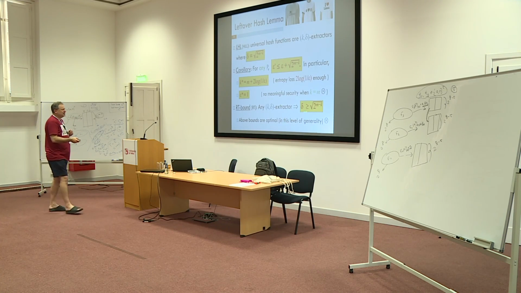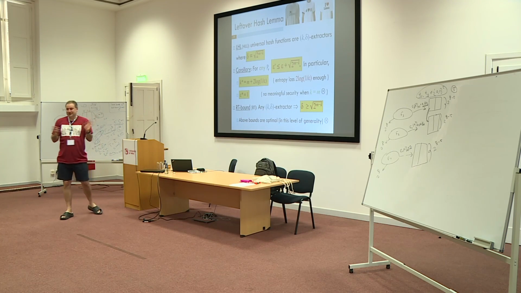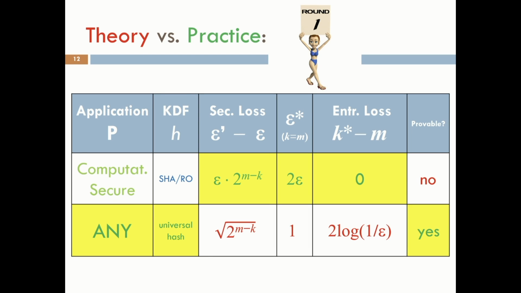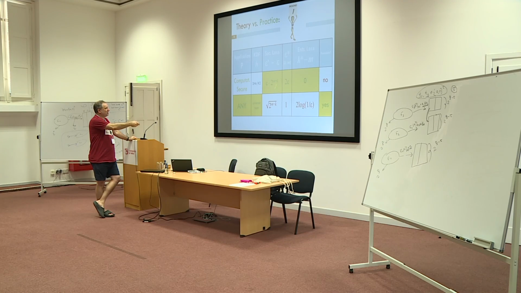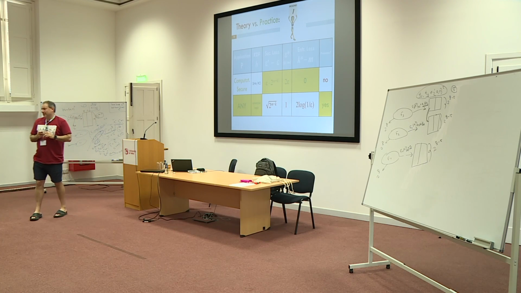And the Radhakrishnan-Ta-Shma bound quantitatively shows that delta is greater or equal than this. So this is absolutely the best possible, exactly. So this is the bound. Okay, so this is what we have, basically translating this table, but with more parameters. Computationally secure has entropy loss 0. The leftover hash lemma can give you this. And if you compare the error terms, this is the gap: from epsilon times 2 to the m minus k, we get this thing, which is kind of independent of the cryptographic application. So we are going to try to narrow this gap between the upper and lower bound.